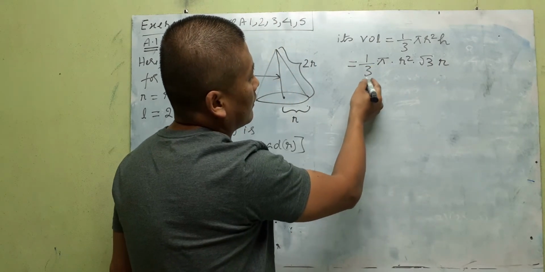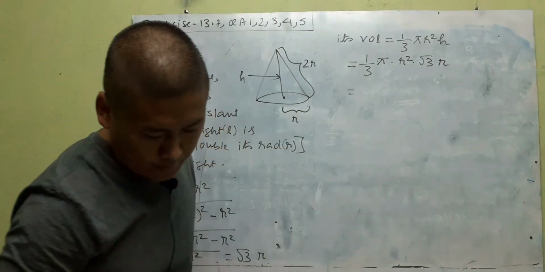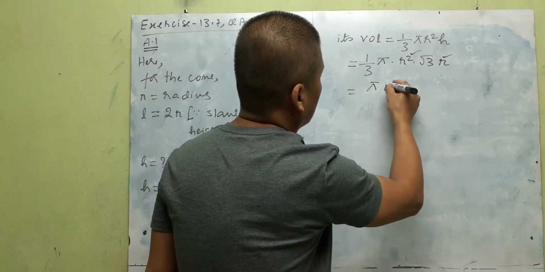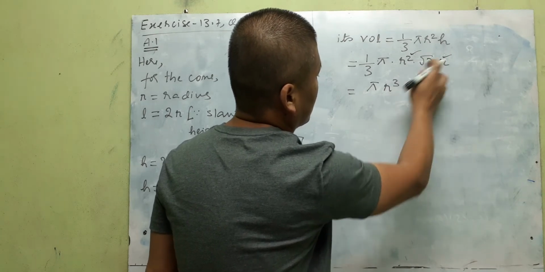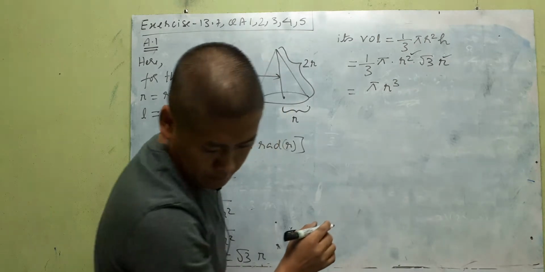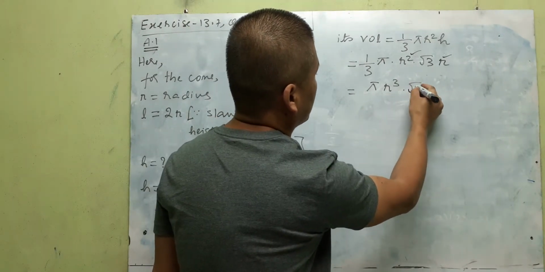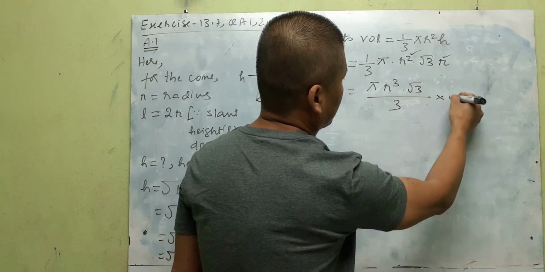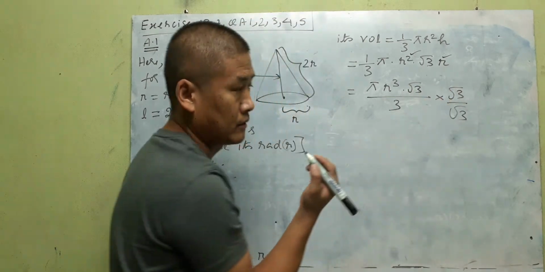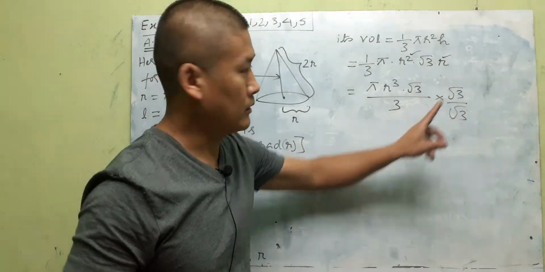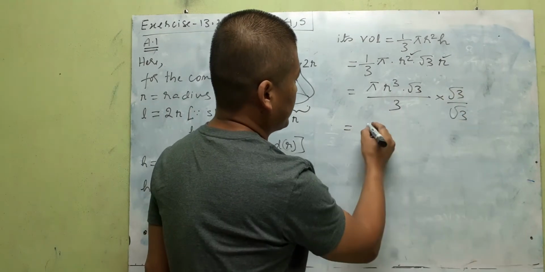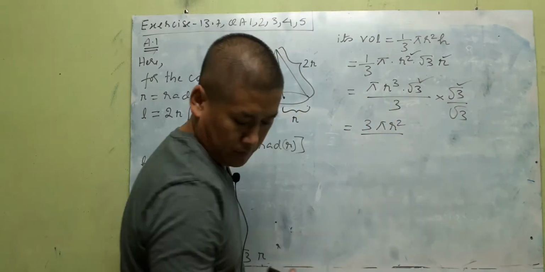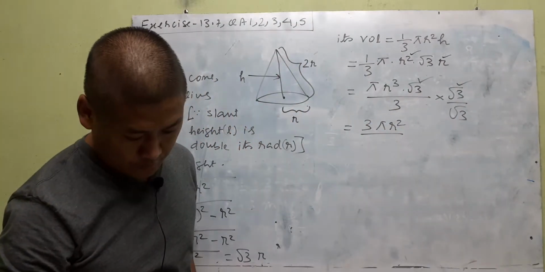Then 3. The choice answers are, I think, the first one, pi r cube. So pi is there. Then R square into R gives R cube, power 1 plus 2, 3. So divided by root 3. Let us put root 3 up and down to match that answer. That is allowed because it is the same thing up and down. That gives root 3 into root 3, which is 3, pi r square.